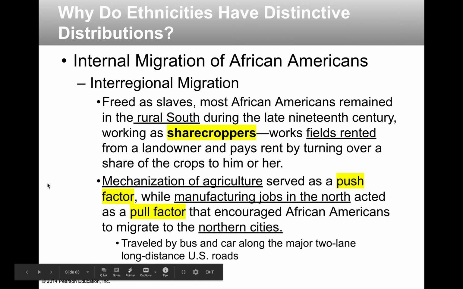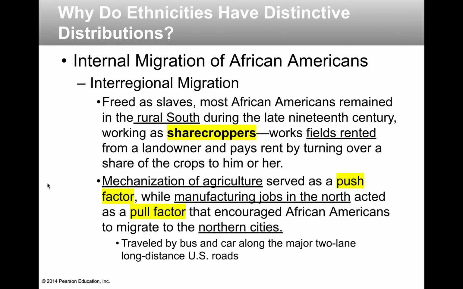All right, let's go back to the interregional migration, the cause, the end of sharecropping. Now fields are rented from a landowner and they couldn't pay the rent for their land, so they were forced to migrate. The mechanization in the agriculture, or the primary sectors in the South, expanded to what are commercial farms, while the manufacturing jobs grew in the North, which is a pull factor to northern cities, such as Detroit or Cleveland or Toledo or Milwaukee. Those would be industrial centers in the North.